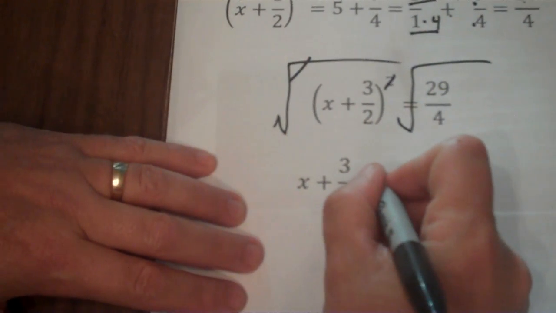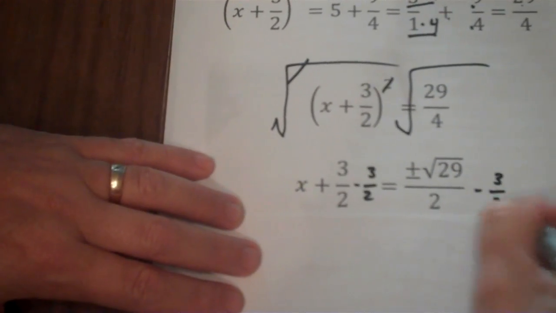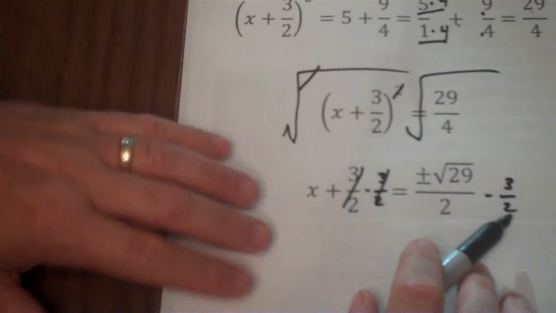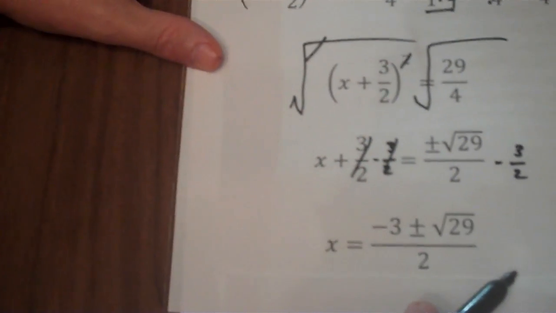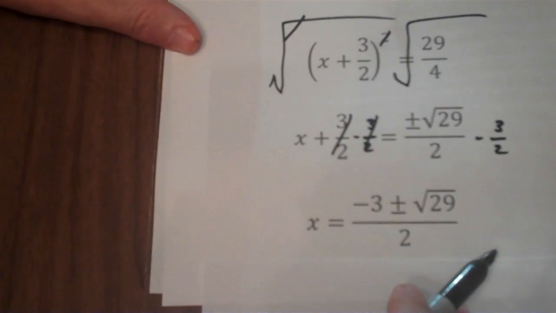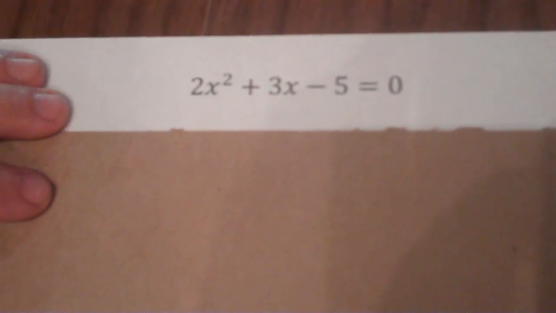I will again merely eliminate the 3/2 from both sides to get x to be by itself. I will put this in the proper order and I will combine it into one fraction, leaving me x equals -3 plus or minus the square root of 29, the entire quantity over 2. Let's take a look now at our third and final example.